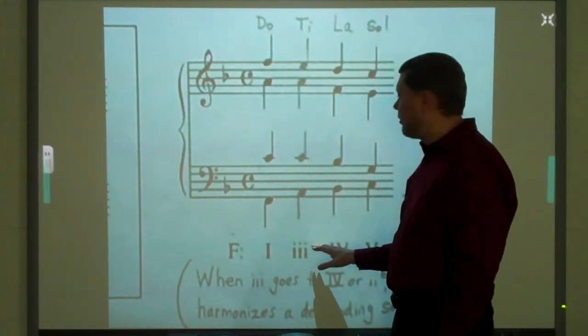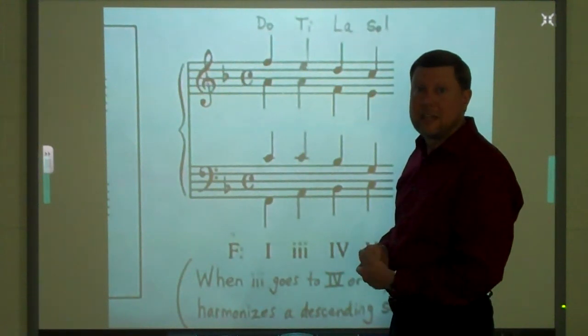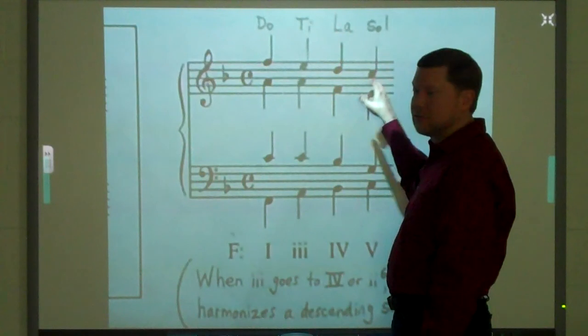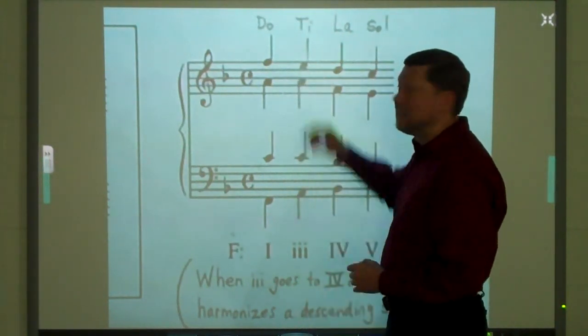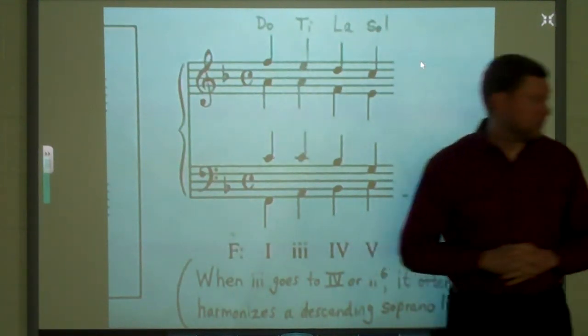And notice again that the 3 chord is used to harmonize the second note of a descending soprano line that goes do, ti, la, so. 3 chords harmonize ti in an upper voice, especially the soprano, very well.